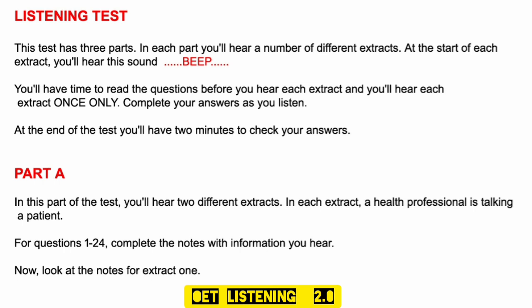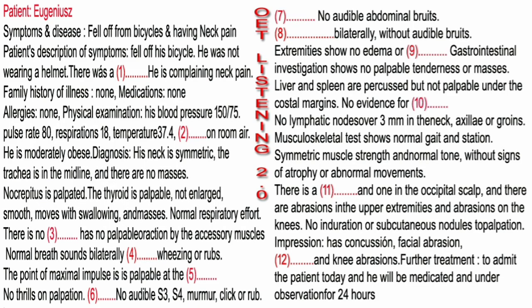Part A. In this part of the test, you hear 2 different extracts. In each extract, a health professional is talking to his patient. For questions 1 to 24, complete the notes with the information you hear. Now, look at the notes for Extract 1.